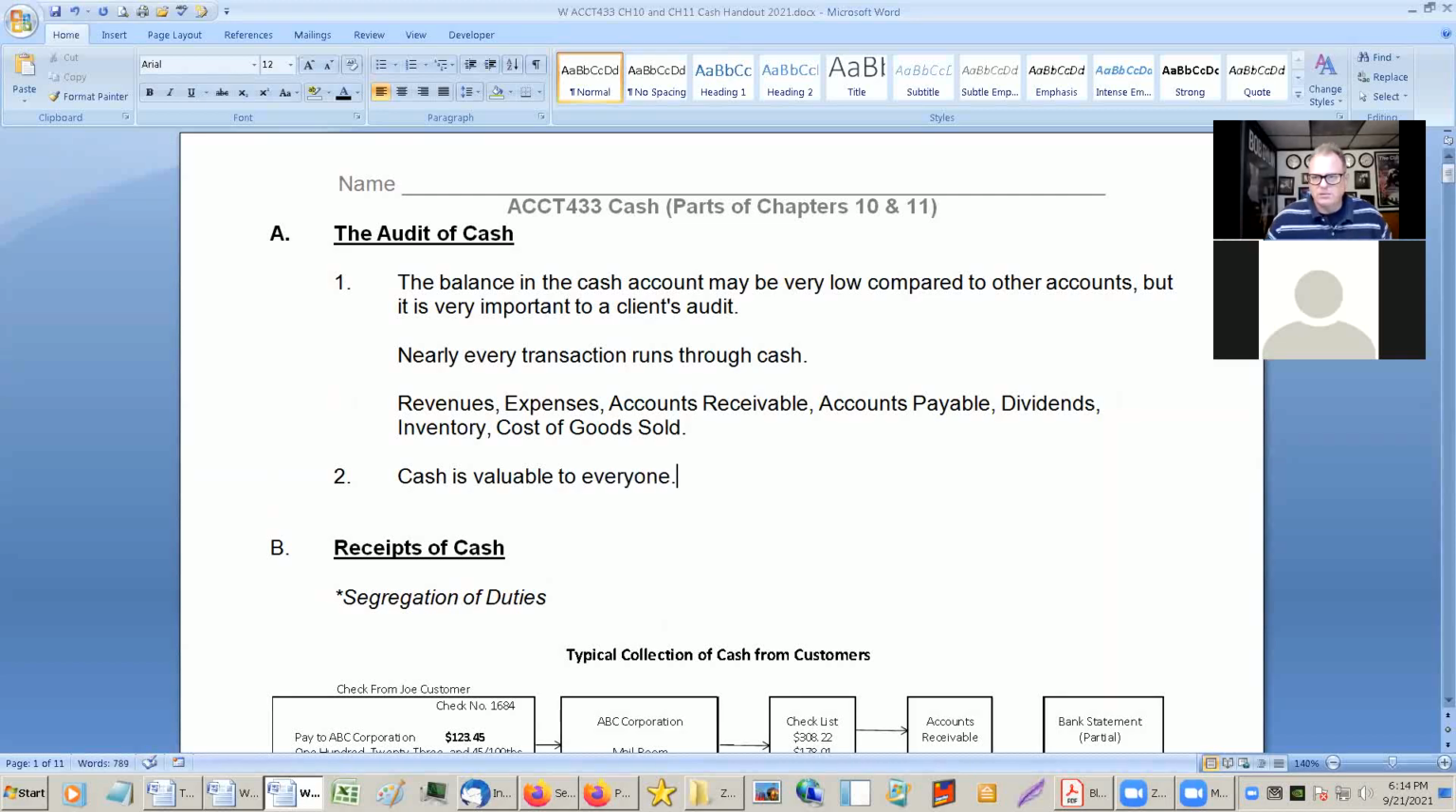Cash is valuable to everyone. So among the assets, it's probably the most desirable for someone to take, right? I mean, people steal things, people steal inventory and that sort of thing. Generally, it's not immediately available as cash. You're able to steal something, but a lot of times to get cash, you've got to sell it. Whereas cash is just immediately available, so it's valuable to everyone, which makes it more vulnerable too.